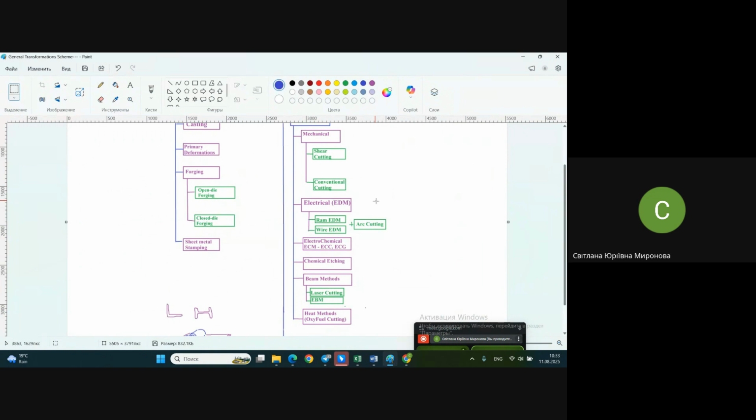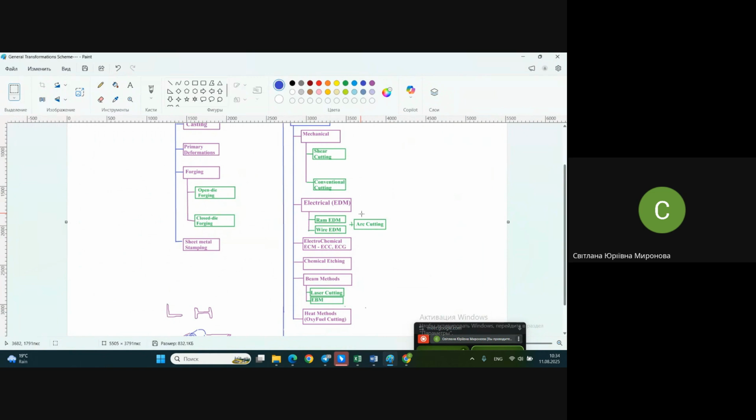I will show you only EDM right now in a scheme. Arc cutting is very similar to what I said. You are over-melting material, just imagine conventional arc welding, but you over-melt material in the area where you need to cut. Additionally, you may use, for instance, compressed air to remove this. Typically, it's just over-melted in the gouging process.